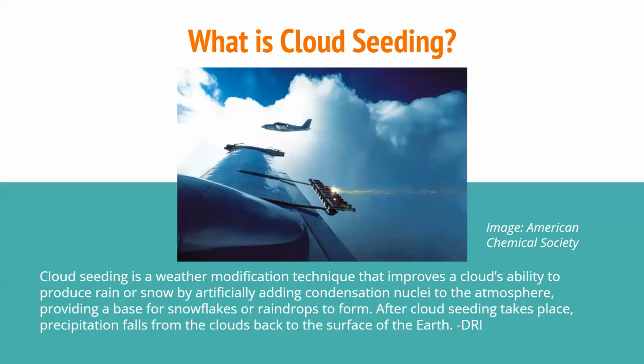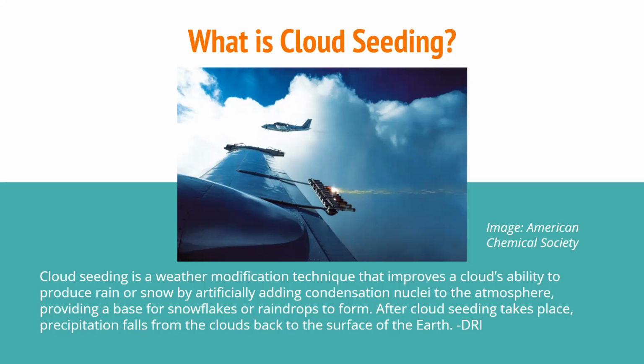So what actually is cloud seeding? Well, clouds are made up of tiny water droplets or ice crystals that form when water vapor in the atmosphere cools and condenses around a particle of dust or salt. Raindrops and snowflakes need these particles, known as condensation nuclei, to form, or precipitation will just not occur. Cloud seeding is a weather modification technique that improves a cloud's ability to produce rain or snow by artificially adding condensation nuclei to the atmosphere, providing a base for snowflakes or raindrops to form.